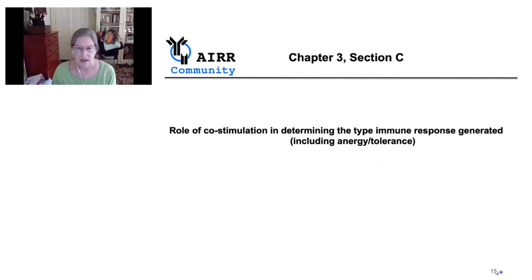And that, for instance, that little domain I just showed you, that actually binds to malaria bugs. Okay, so now I want to talk to you a little bit about co-stimulation in determining the type of immune response generated, including how peripheral tolerance can be generated. And again, this is all based on the signal 1, signal 2, signal 3 idea.